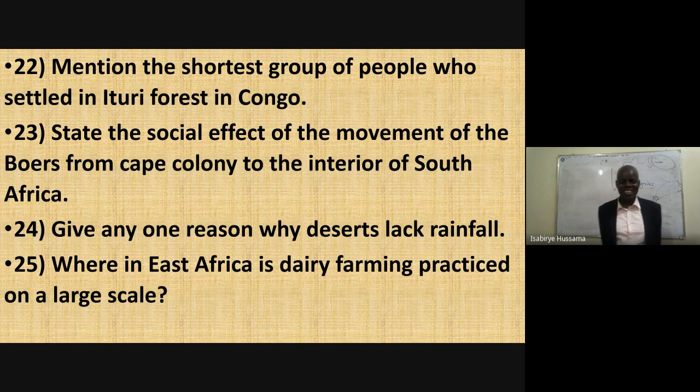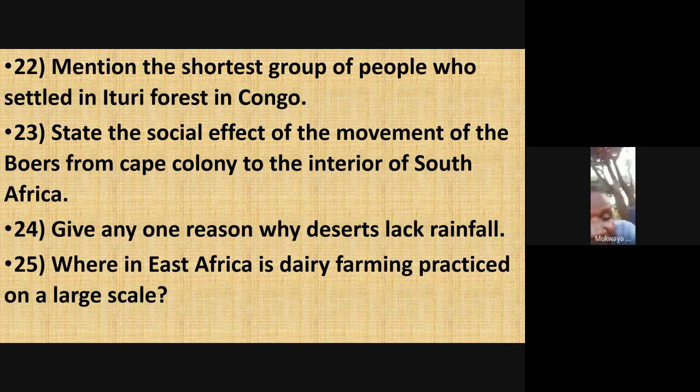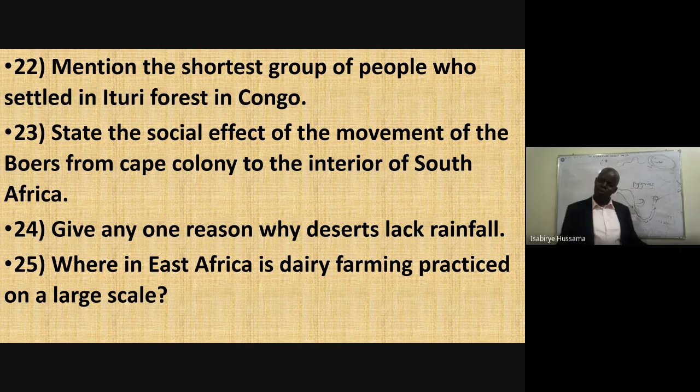What was the Great Trek? Now, the Great Trek, it was the massive movement of the Boers from Cape Colony deep into the interior of South Africa. Wonderful. You have that good definition. It is very clear and precise. The massive movement of the Boers from Cape Colony to the interior of South Africa is what we call the Great Trek.